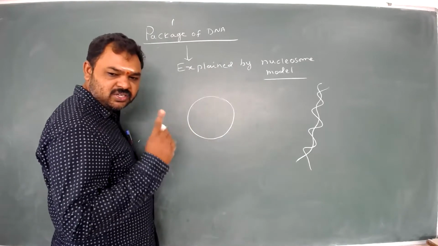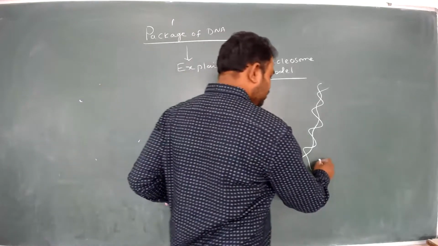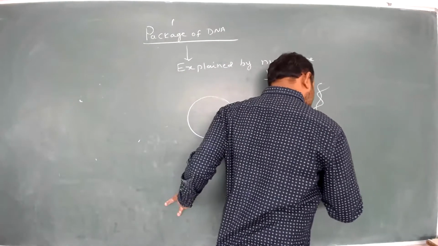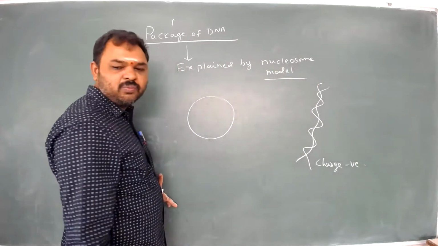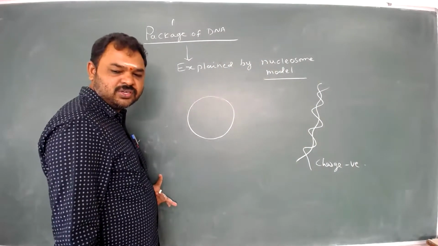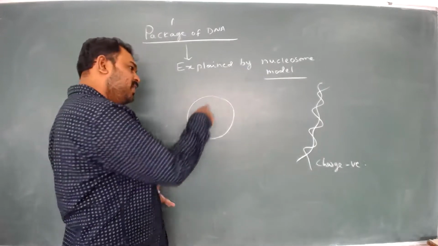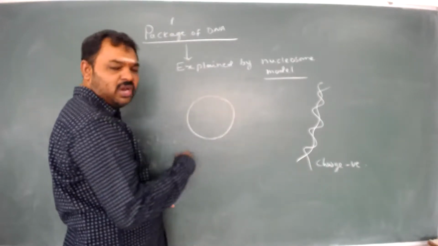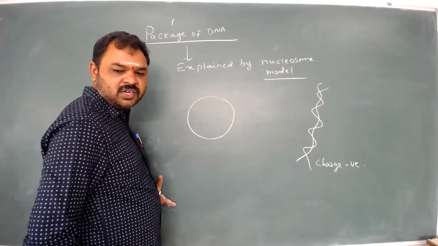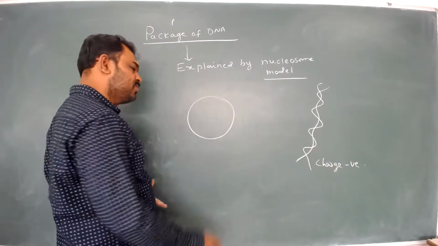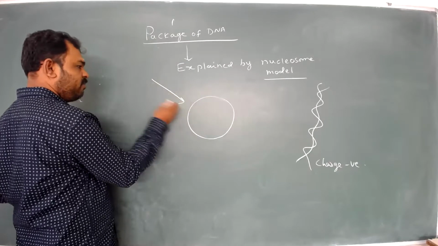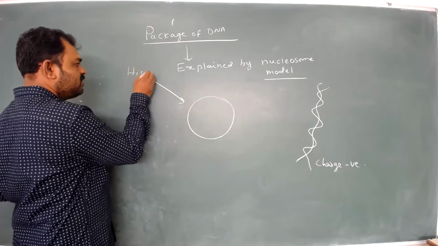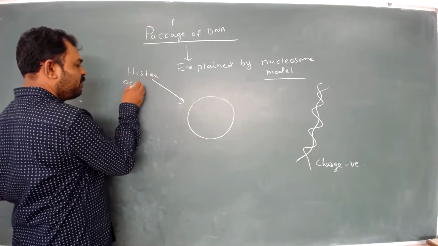Generally, DNA has a negative charge. But histone protein has a positive charge. Eight histones can make a ball-like structure. That is called the histone octamer. Eight histones, what are they making here? This is the histone octamer.